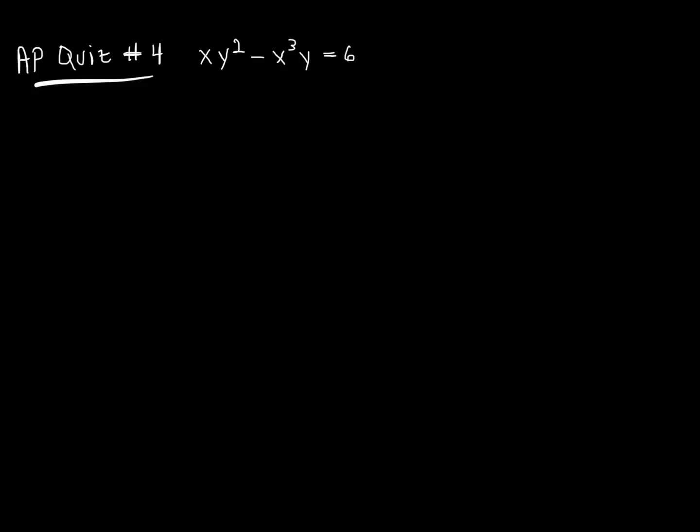All right, so here's the AP quiz number 4. It's a free response question. It says there's a curve defined by this equation here, and you want to find dy/dx. That's part A. Part B, you want to find an equation for the tangent line at each point on the curve when x is equal to 1. And part C, you want to find the x-coordinate of each point on the curve where the tangent line is vertical. So part A is very simple.